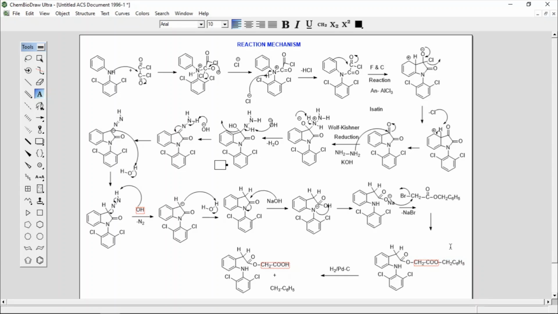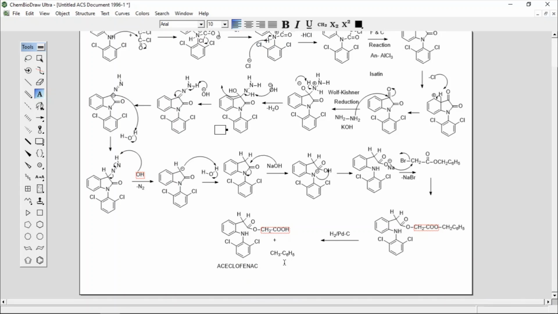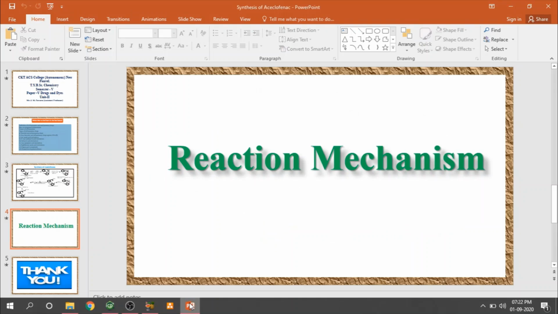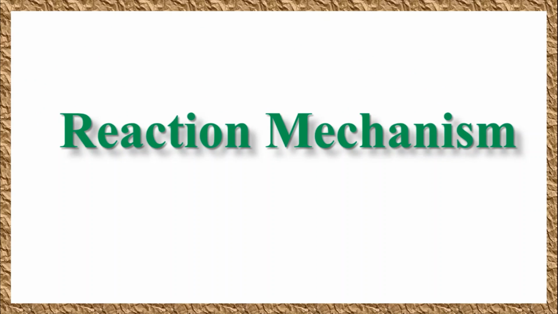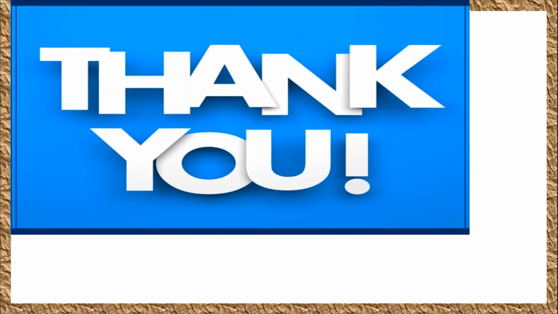The next step is hydrogenolysis, breaking of this bond. From here it will convert to CH3 C6H5 and CH2COOH. So the hydrogenolysis reagent is H2 Pd/C, and you will get your final product, and the name of this final product is aceclofenac, and this is your toluene as a byproduct. So this is all about the reaction mechanism. Thank you.